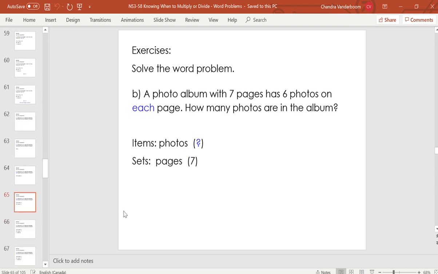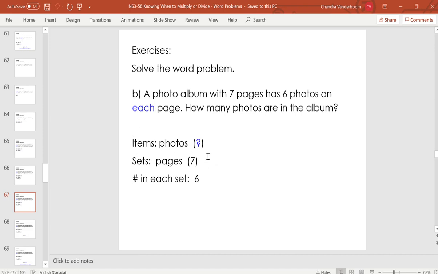What are the sets? Oops, I filled that in too soon. Our sets are each page. So our sets are the pages, and it says we have 7 pages. How many in each set? It says we have 6 photos on each page. So here's all the information we have.